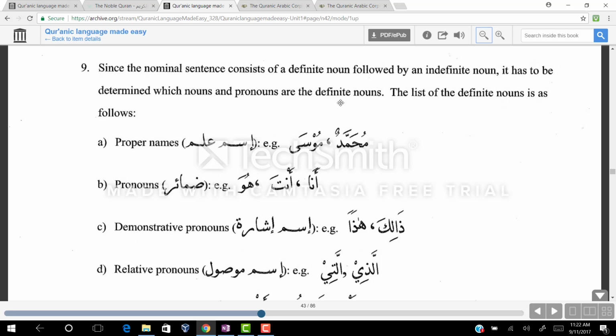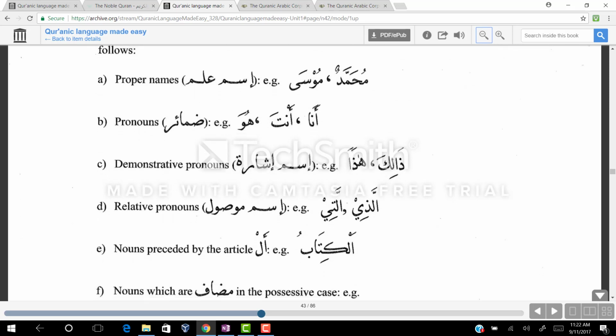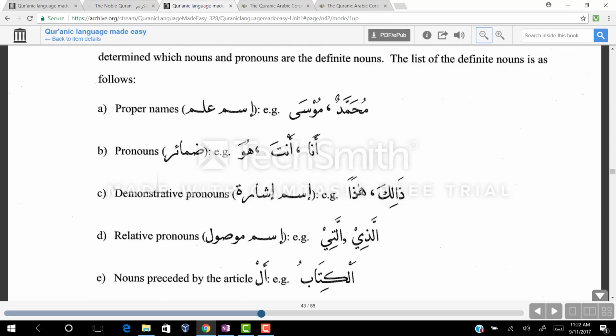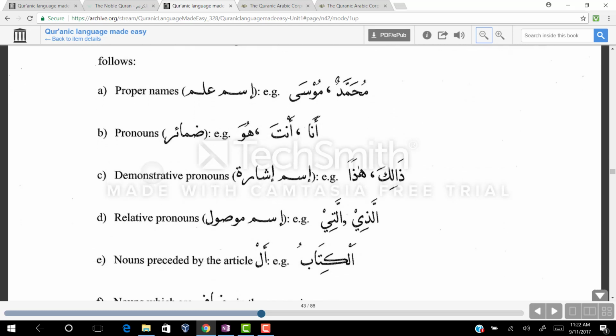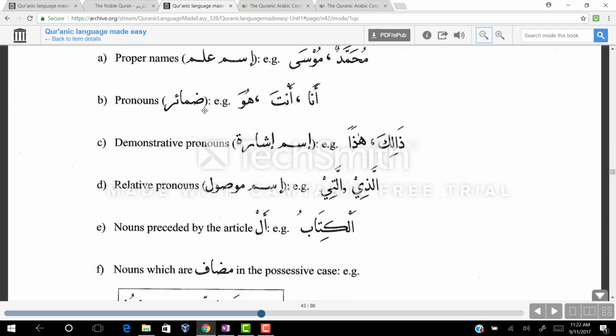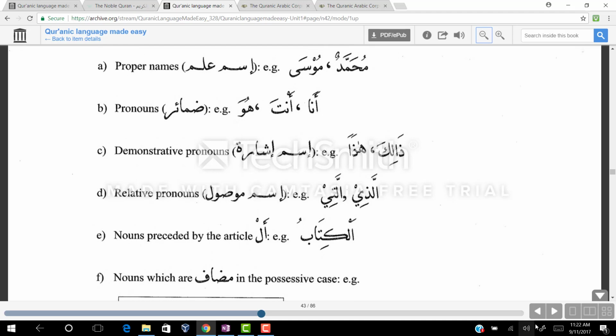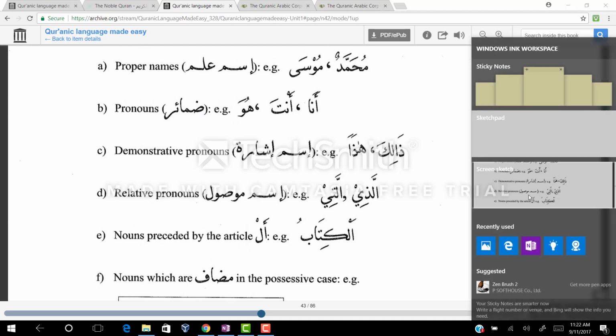So here our ustada has given the list of definite nouns as follows. Alhamdulillah, mashallah, our ustada Ifat Hassan has done a great job. Mashallah, she has made it so easy to learn Arabic grammar. May Allah bless her. So here is the list of marifa nouns or definite nouns. This is very important. You have to remember this point.